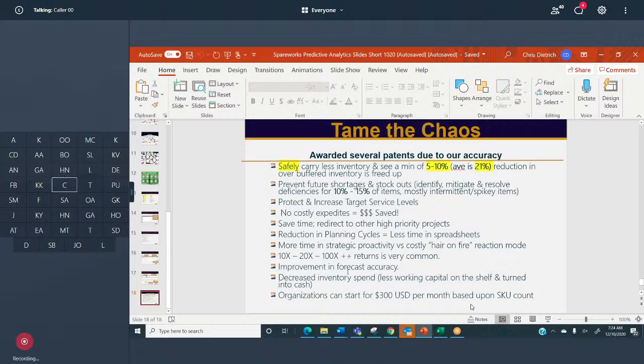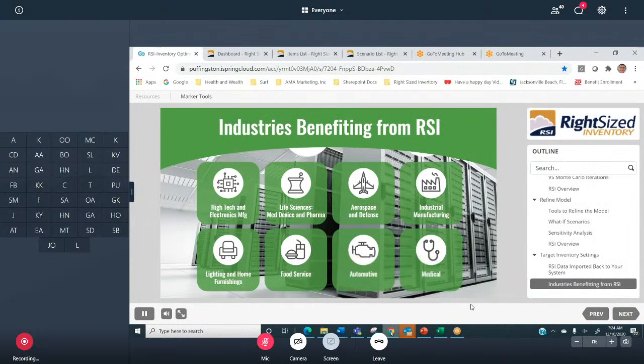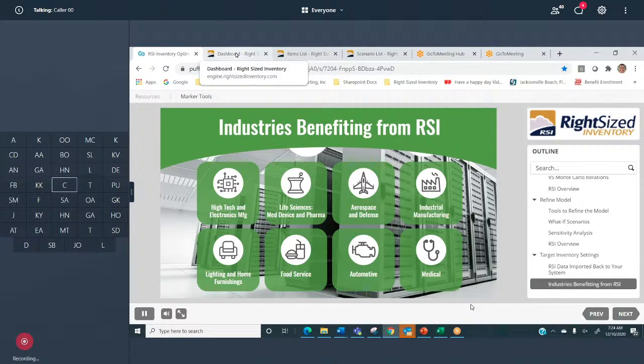There's a huge improvement in forecast accuracy. And then due to the decrease in inventory spend, there is less working capital on the shelf, freed up and turned into cash while driving profit margins upwards. Organizations can start for as little as $300 per month, and it can go up from there if you want to add more SKUs. So that is the overview. And now we're going to hop on and take a look at Reacts with our client base.